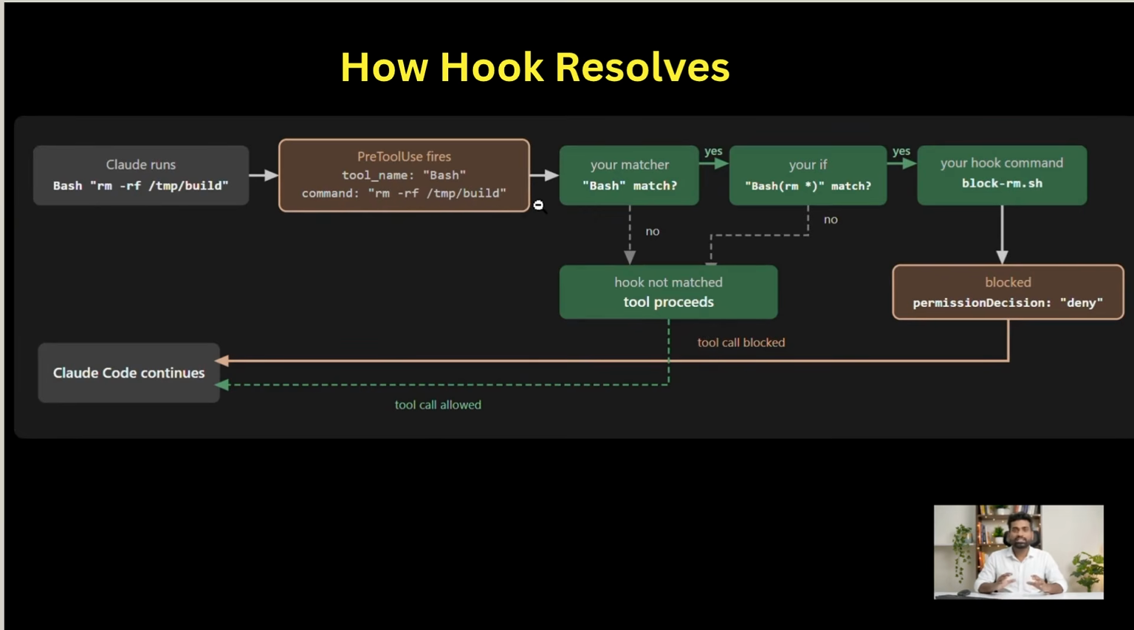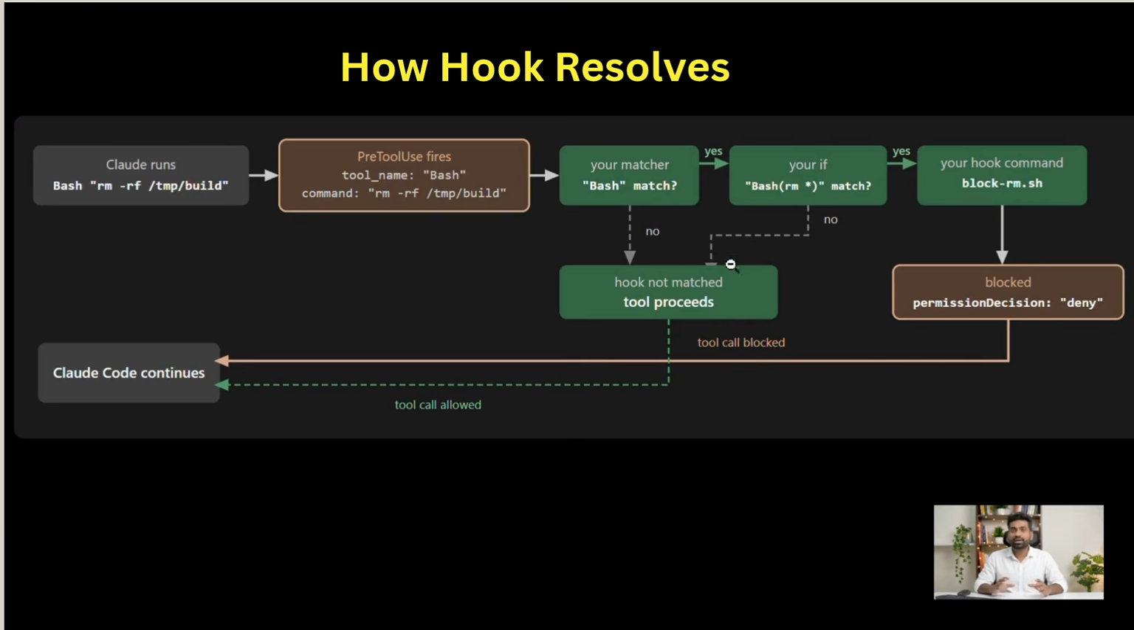That call input is then evaluated against our hook configuration. First, Claude checks the matcher. Does our matcher match this tool? If the answer is no, this hook doesn't apply. Claude simply continues with the tool call. But if the matcher says yes, we move to the next level. Our hook's if condition is validated. If validation failed, then hook will not execute the script and Claude continues.